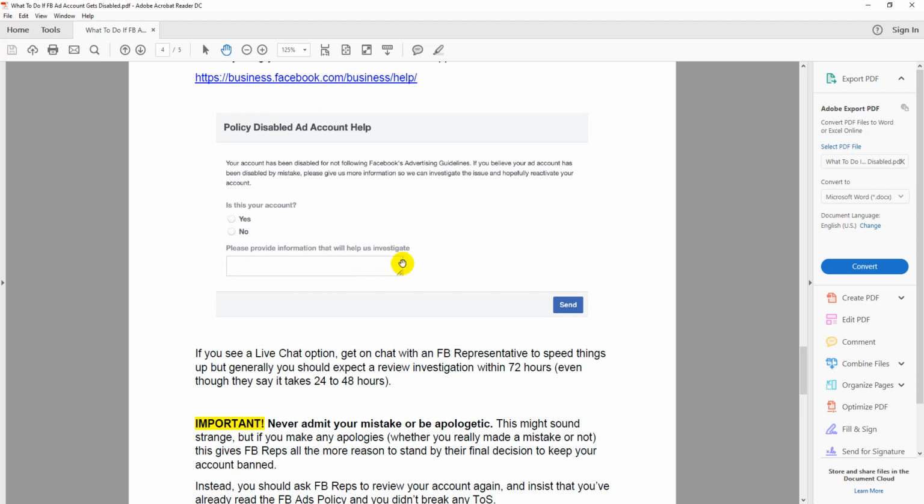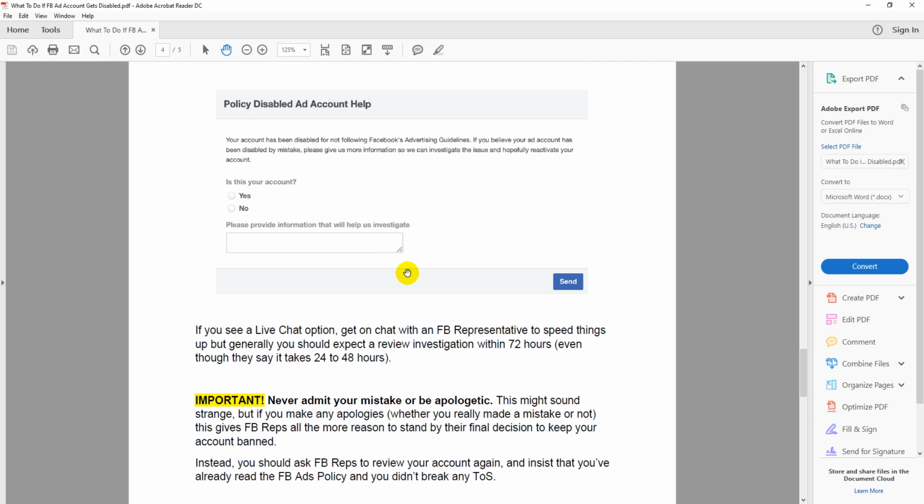The word count or character count is quite limited, but here's the thing: you never want to admit your mistake or be apologetic. I know this might sound strange, counterintuitive, and even douchey for that matter, but I find that a lot of people tend to just say sorry even when they really didn't make a mistake. But what's happening here is that you're putting into writing a reason for the internal team to use against you. You've admitted your guilt in writing, and they're going to stand by their final decision to keep your account restricted or disabled. Take it from me, I've made this mistake so many times that I learned it the hard way.